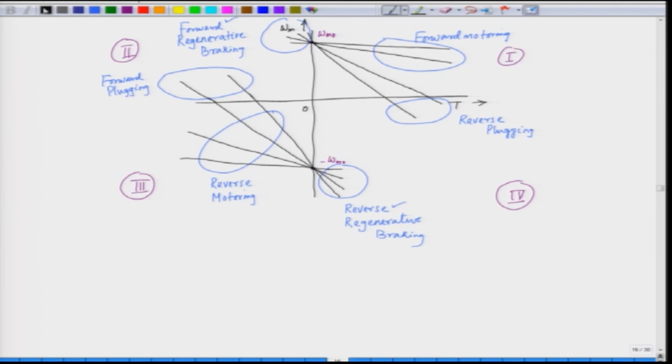For dynamic braking, the applied voltage is 0. So, especially the speed torque characteristic lies like this. The no load speed is 0 here. So, this is the speed torque characteristic and this is primarily for dynamic braking. We call this forward dynamic braking. And this is called the reverse dynamic braking.